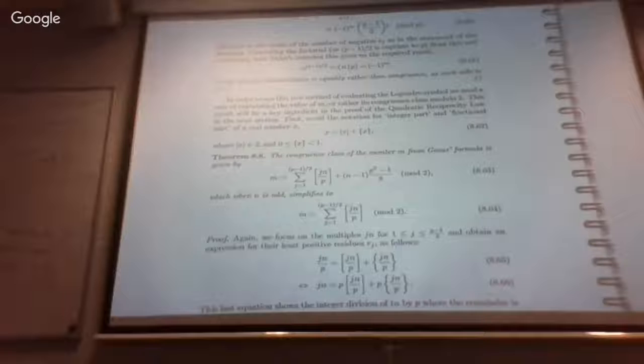Okay? So when you're looking at these multiples, jn, and this is just a regular fraction, nothing like a Legendre symbol or something, just the regular fraction jn divided by p. So that's probably not going to be an integer in most cases. In fact, in all cases under consideration, it's going to be a fraction, but this is the notation for the floor of a real.